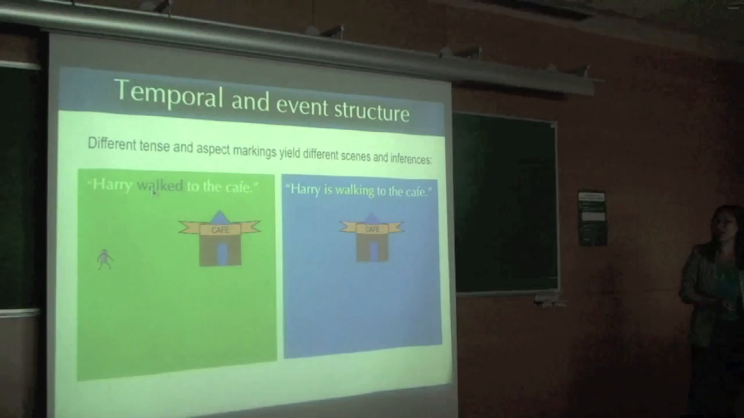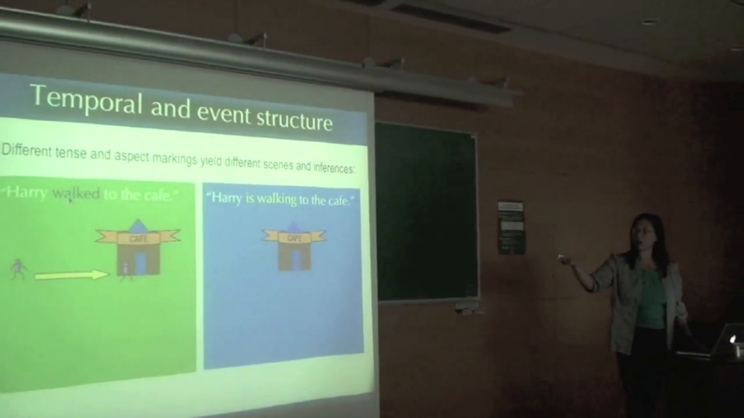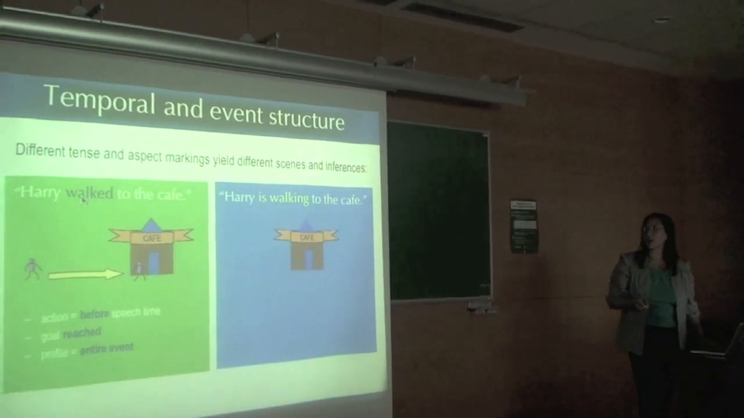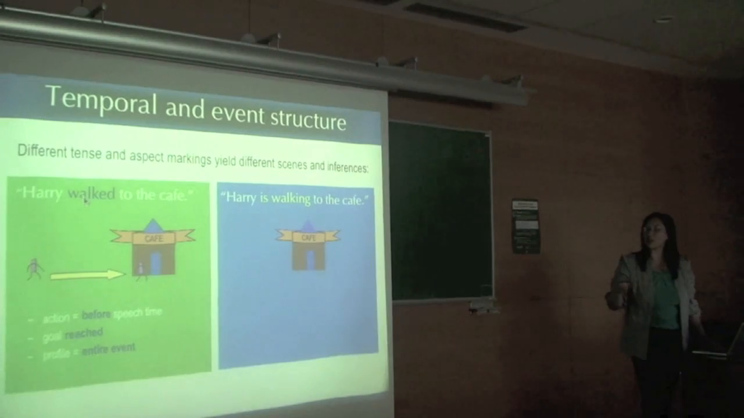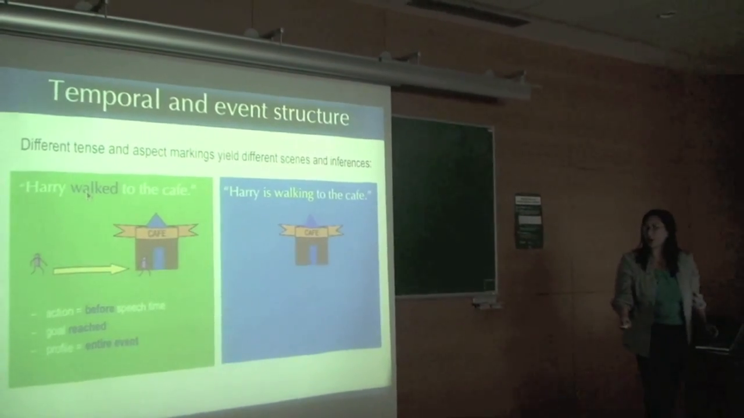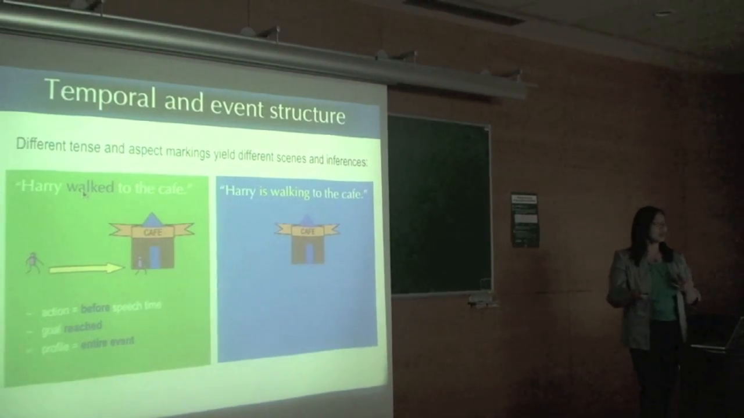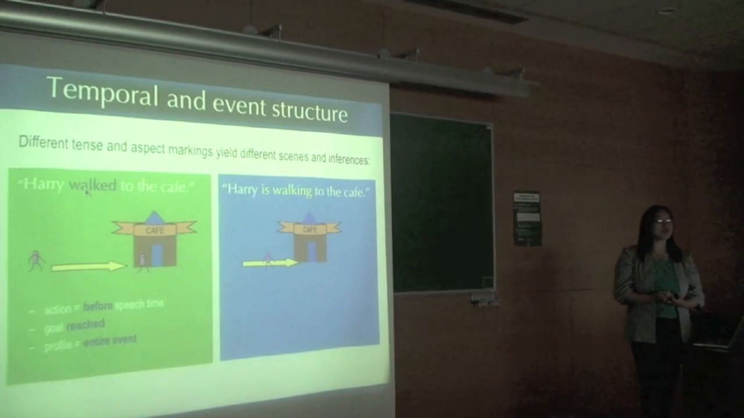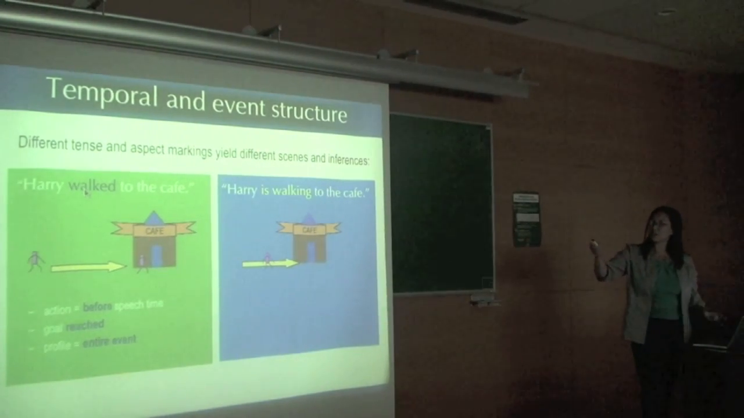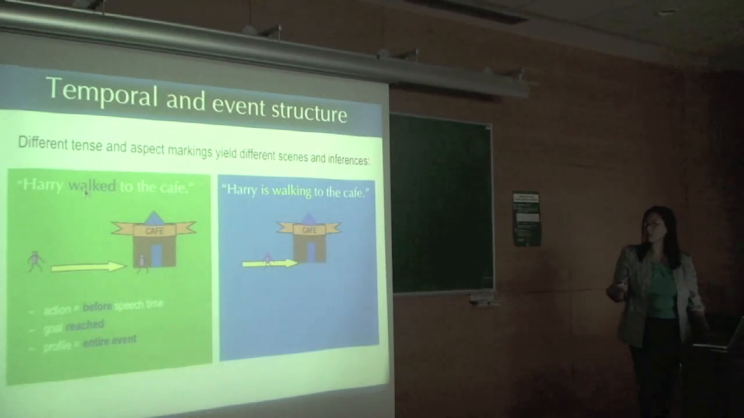So in this case, there is this person, Harry, who's making a motion from one place to another, and you know that it takes place some time before speech time, and you know that he does reach the goal as part of the event, and you know that you're somehow talking about the entire event. In contrast, "Harry is walking," marked progressive, is a very similar event actually, but instead of depicting the entire event, he's somehow on this path, on the way there.